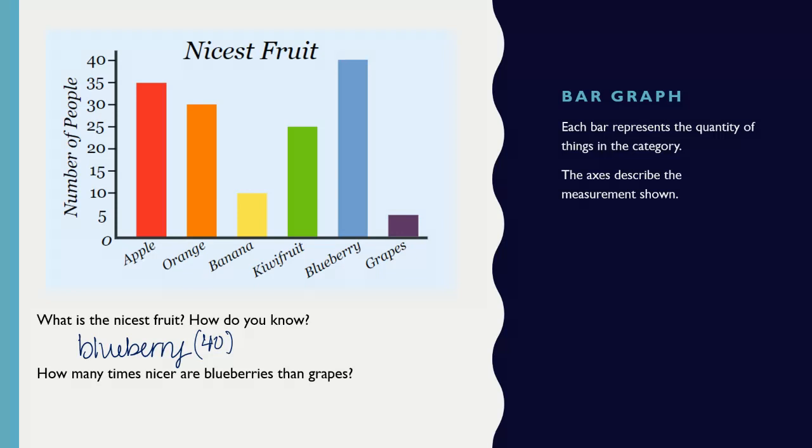Which brings me to the next question. How many times nicer are blueberries than grapes? Well, if I know that blueberries are at 40 and grapes are only at 5, that means that blueberries are 8 times nicer. Would you agree with that statement? I'm not sure I would, but I do like blueberries much more than grapes, and they are very healthy for you. So maybe that's why 40 people chose them over the 5 people who chose grapes. All we did to get that number was divide 40 by 5, which is 8, meaning that blueberries are 8 times nicer. This is kind of a silly little graph, but it illustrates nicely how we read a bar graph and what we can do with the information contained in it, okay?